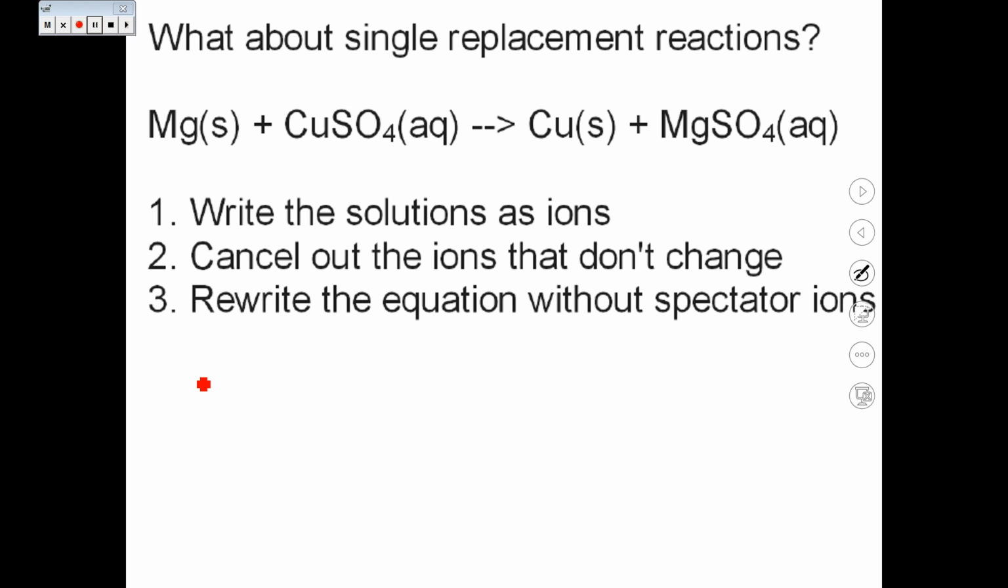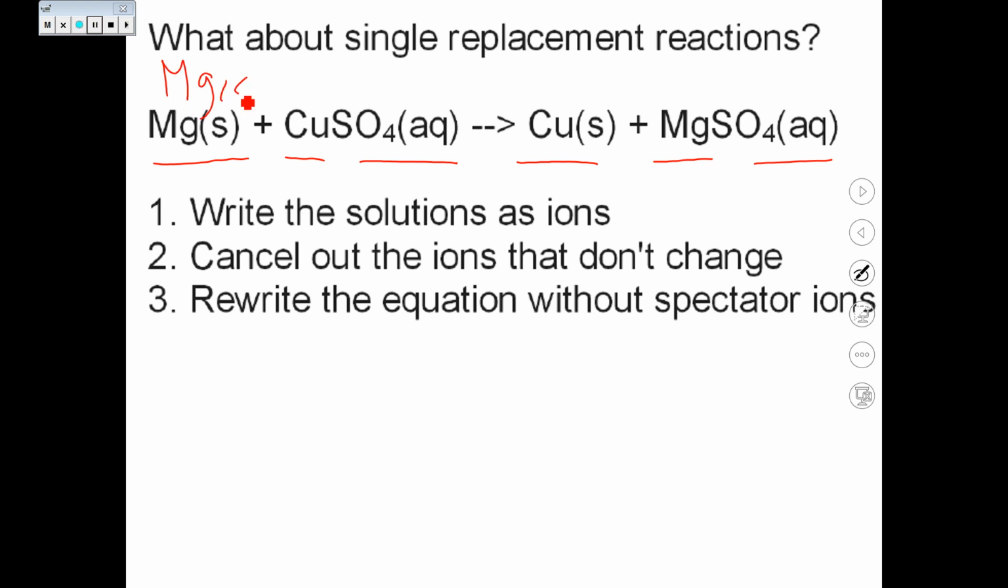All right, what about a single replacement reaction? In the previous problems, they were all double replacement. What happens if you have a single replacement reaction? So you have your solid magnesium plus copper sulfate, and you're going to make solid copper and magnesium sulfate AQ. You write the solutions as ions, cancel out the spectator ions that don't change, and rewrite it without the spectator ions. So let's see if I can fit all this.